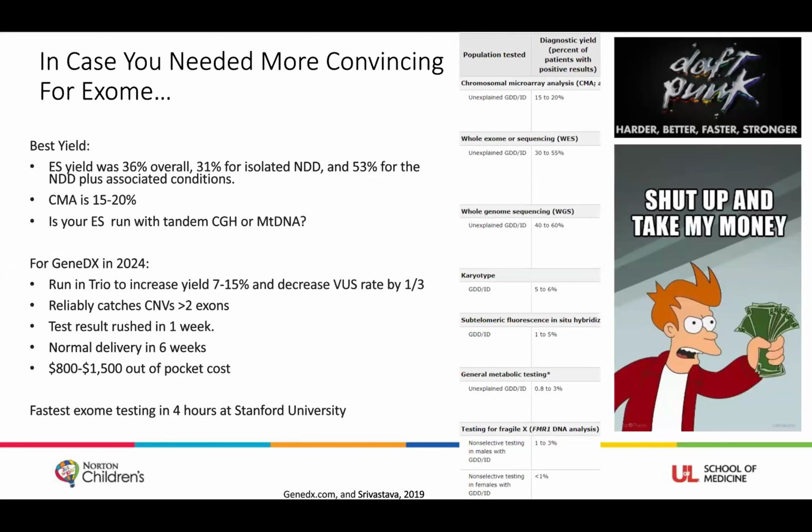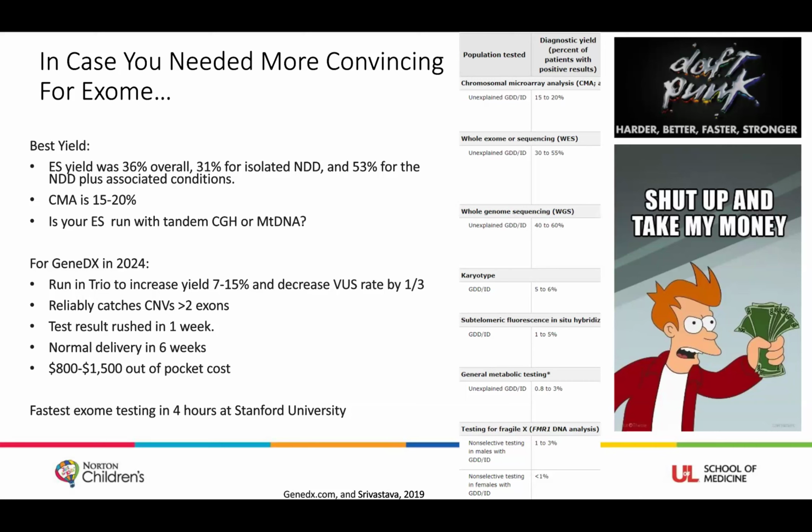So in case you needed a little bit more evidence here, exome yield was 36%, according to a lot of meta-analysis. And if you add trio, which is you test the parents with it, and the child has some sort of congenital anomaly, then your yield goes up to about 50%. Compare that to the old test. It's not even a contest, right? CMA is 15 to 20% if you're lucky. It depends on what you're looking for.